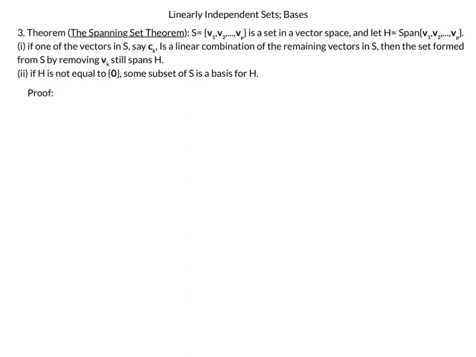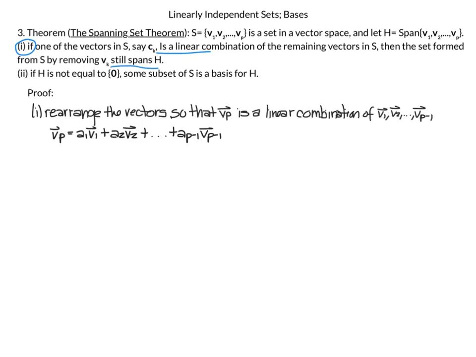We are going to start with this first statement that says if one of the vectors is a linear combination of the others, then we can remove that vector and we'll still have a set that spans H. So we're going to say that VP is our vector that can be written as a linear combination of the previous vectors. And we'll just renumber the vectors so that VP is last, but it really doesn't matter.